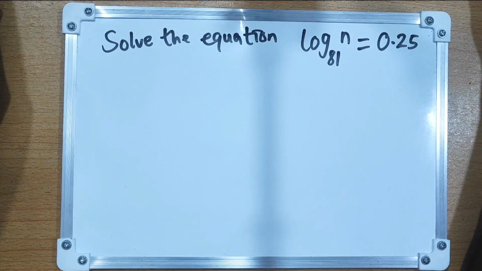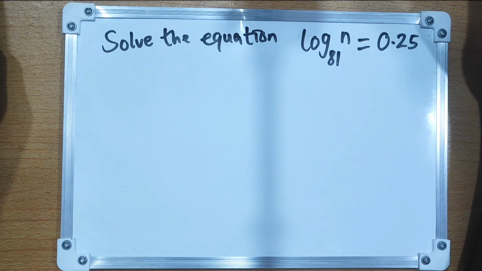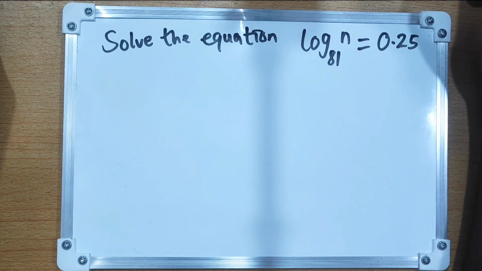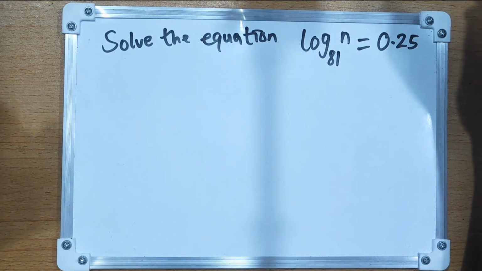Now this question says solve the equation log n base 81 equals 0.25. So how do you solve this kind of question? Now there's a relationship between logarithm and indices.